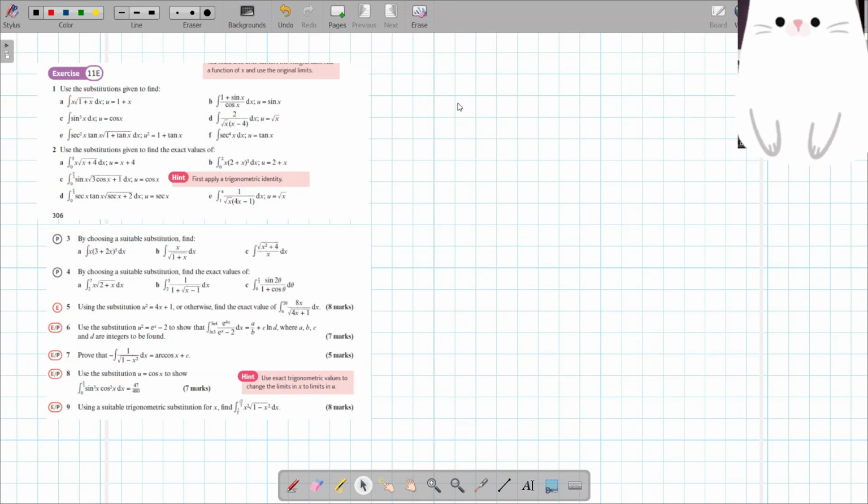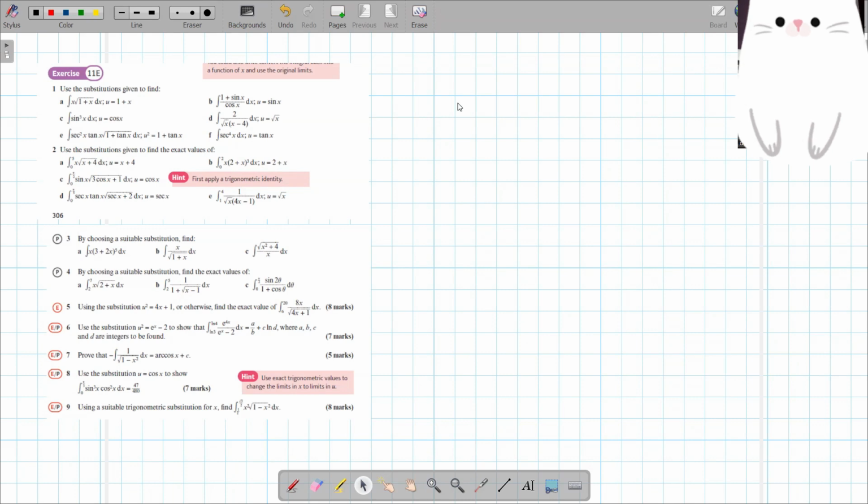So we are going to discuss this exercise in which we have to integrate using the substitution method. Let's do any one question which you ask.